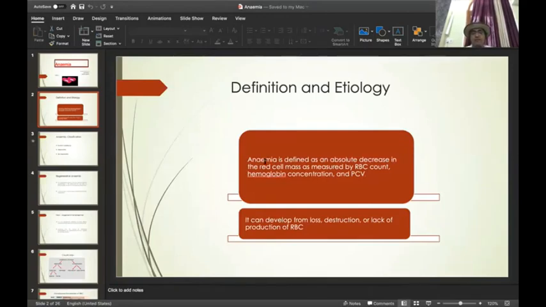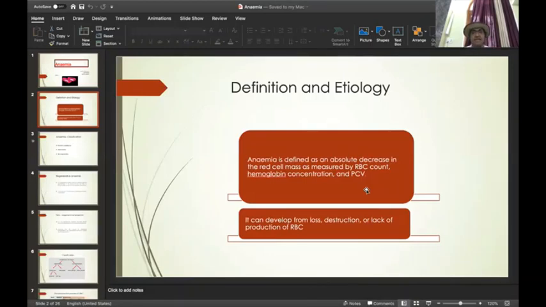So, three very important points. This is the definition of anemia, which we all know from our previous study. But the three factors are that anemia is produced either due to loss or due to destruction. We will discuss later what the agents responsible for the destruction of RBC in the system are. And the third is the lack of production of RBC.